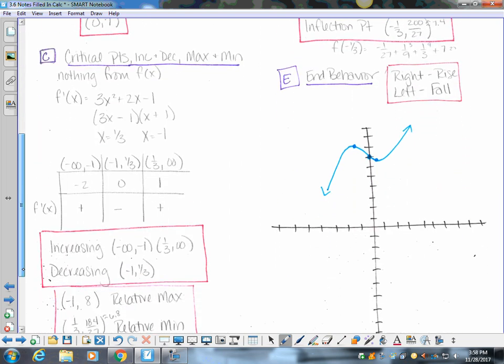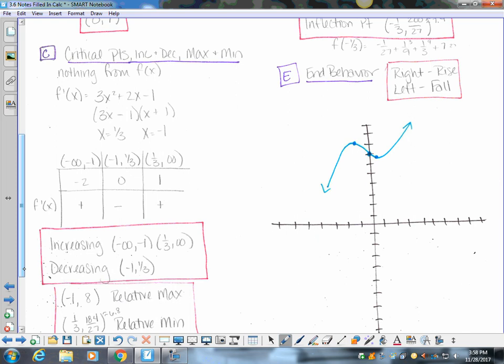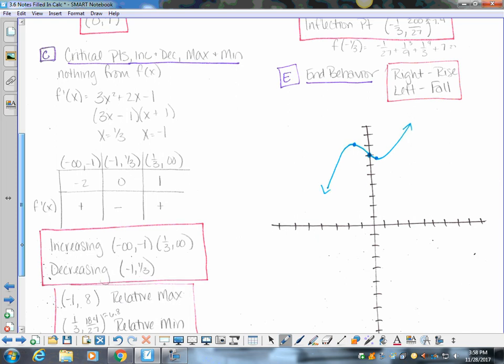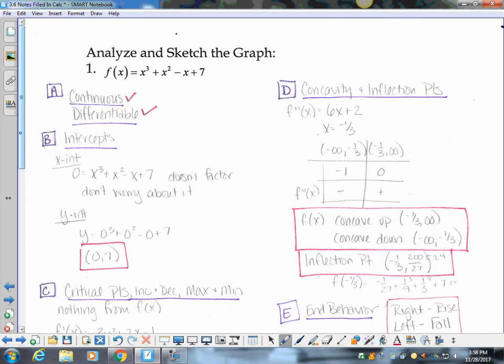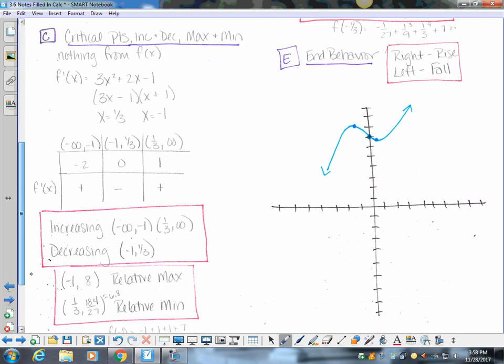Okay. Part C, I need my critical points, my increasing, my decreasing, and my maxes and my mins. I get nothing from f of x, like he has no asymptotes, he doesn't stop, there's nothing weird about him, so I get no critical values from him.